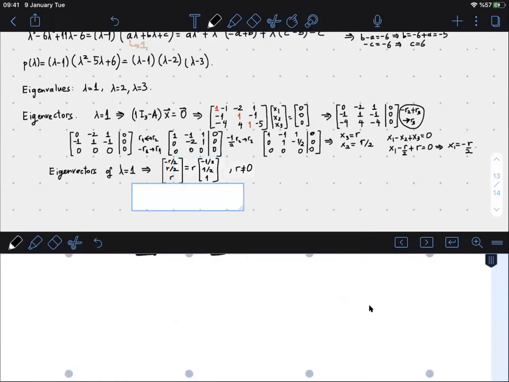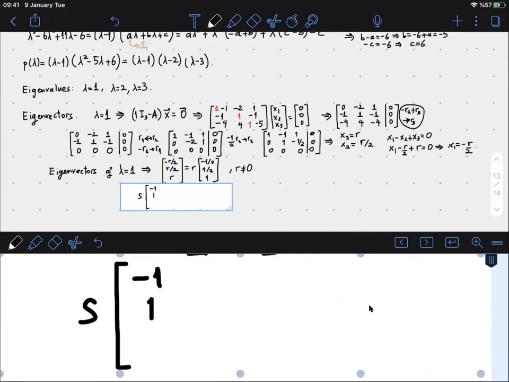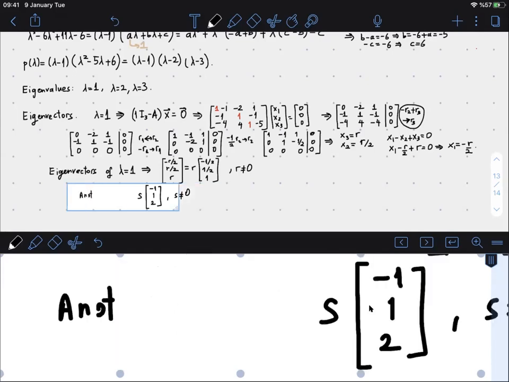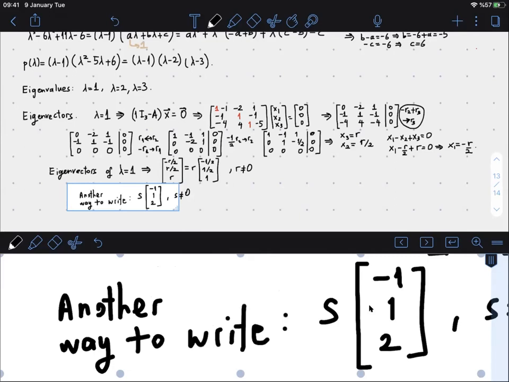We could also write the eigenvectors of lambda equals 1 in a slightly easier way. So we could write some r, or let's write s, times minus 1, plus 1 and 2. And s is not 0, okay? So eigenvectors could also be represented in this form. Maybe it's better looking, right? It's a better looking representation of the eigenvectors. So both of these things are fine. Another way to write eigenvectors can be represented in this form. Okay.